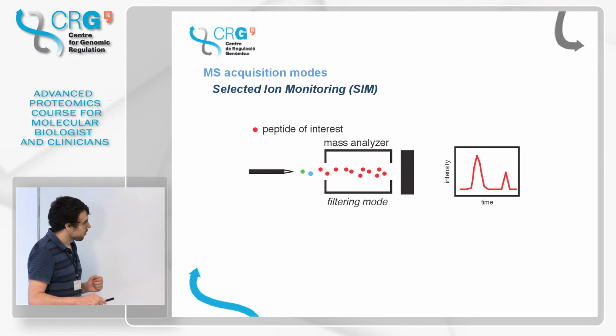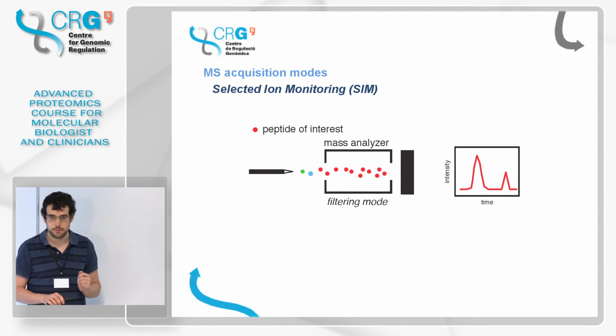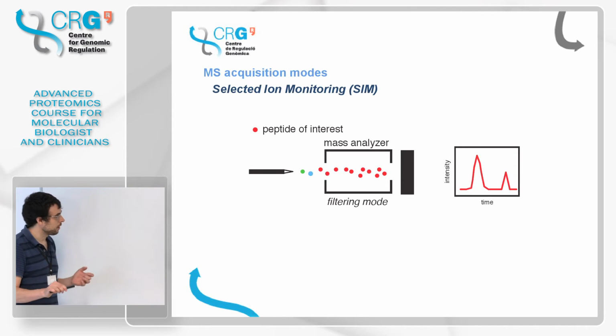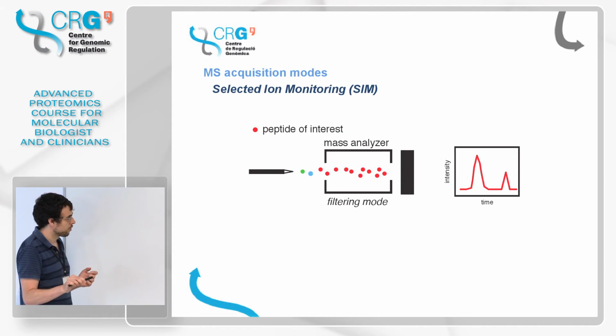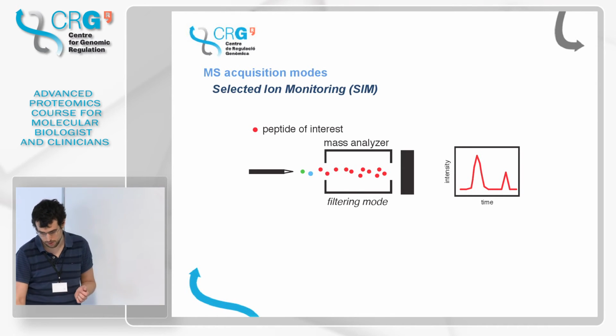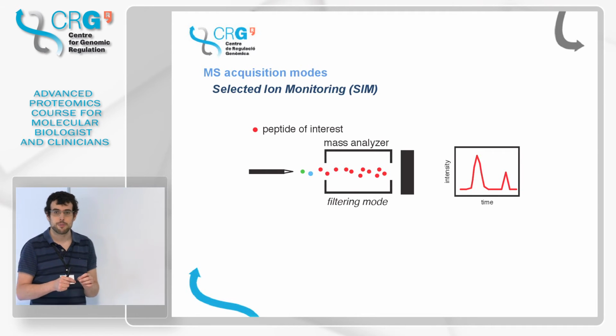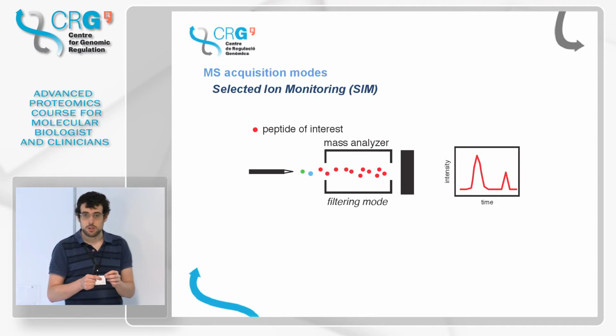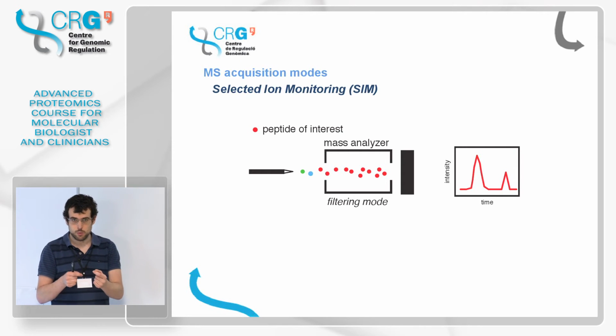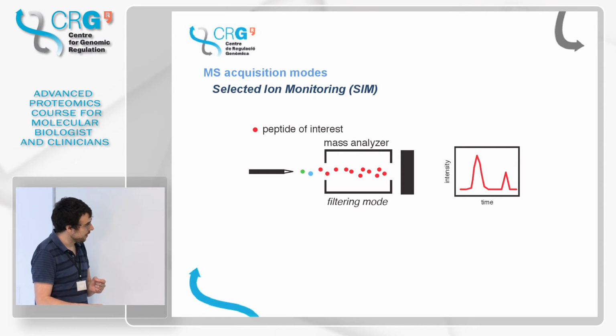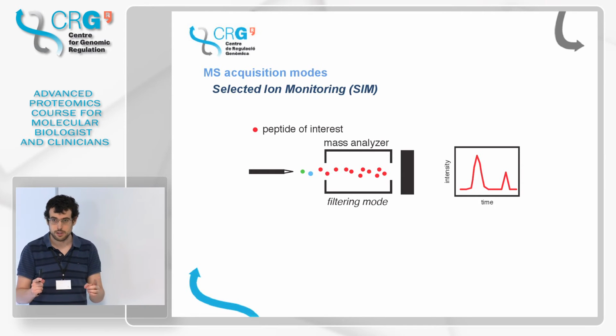If you have a simple mass analyzer with a filtering mode and a peptide of interest, I can monitor it for a long time, easily. This is an old technique called selected ion monitoring. You select an ion or a peptide and you monitor it. Here you have information about the mass of this peptide because you are filtering, but you don't have any information about its sequence. It can happen that 2 peptides weigh the same. For example, here you can see 2 things that are eluting at different times but have the same weight.